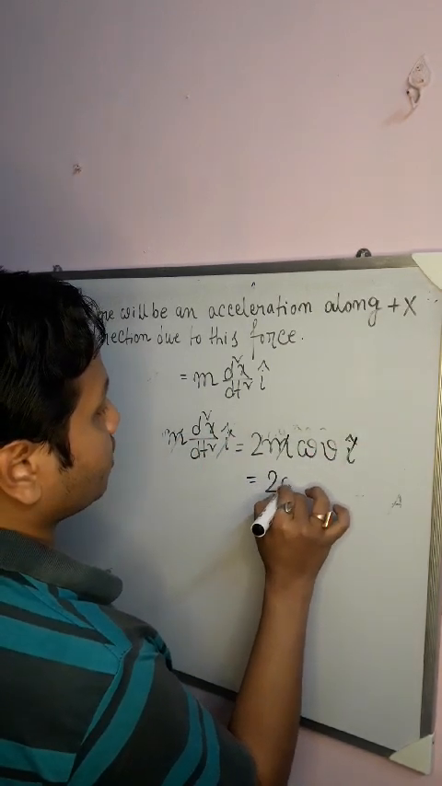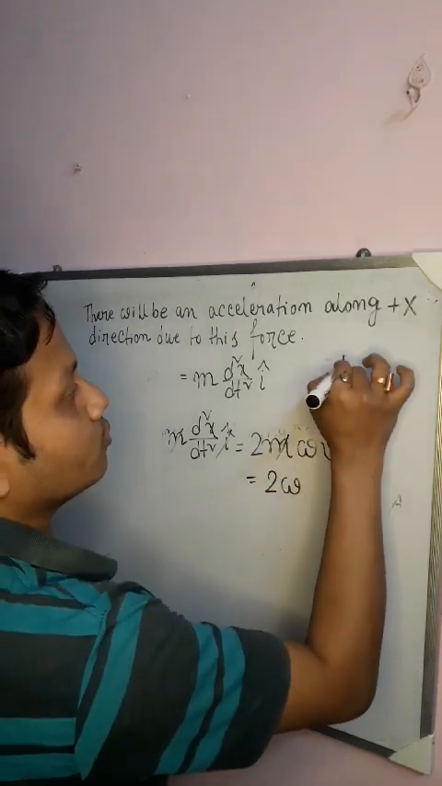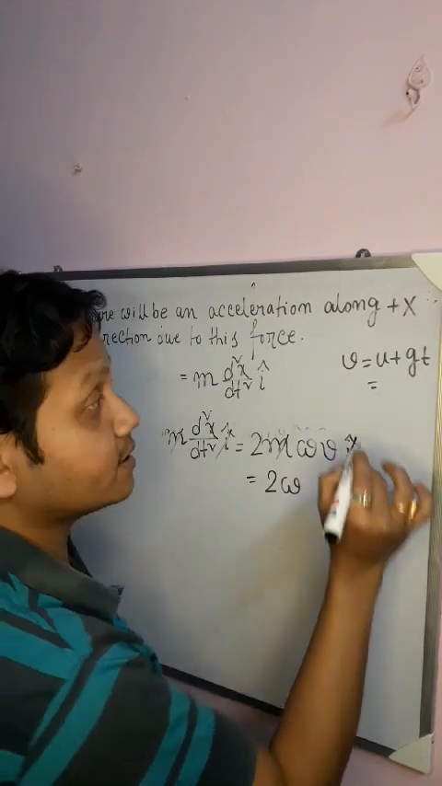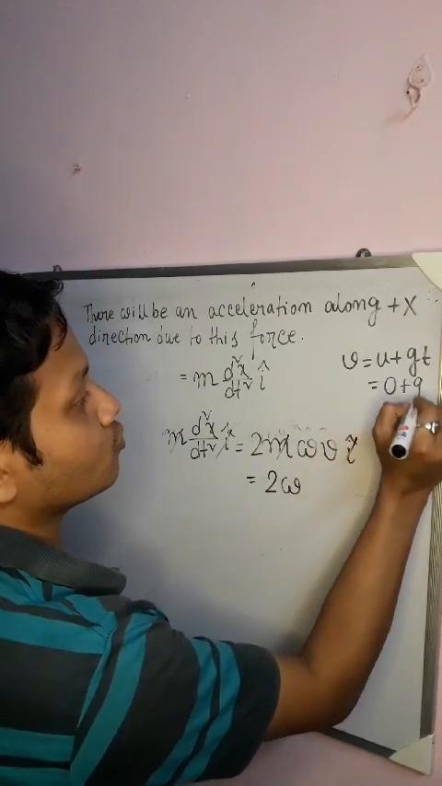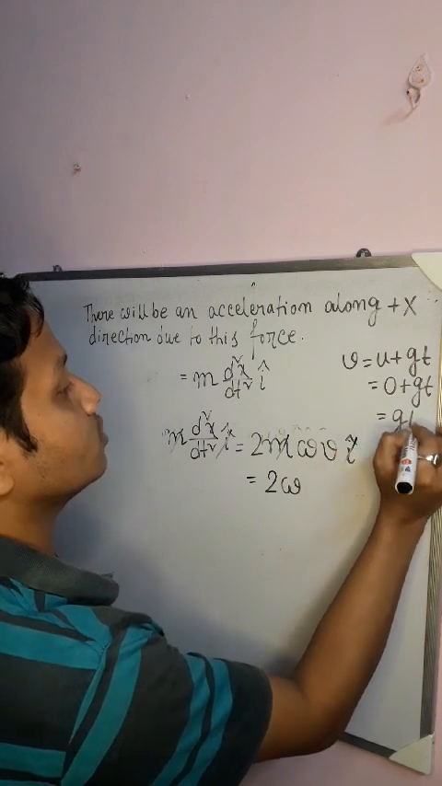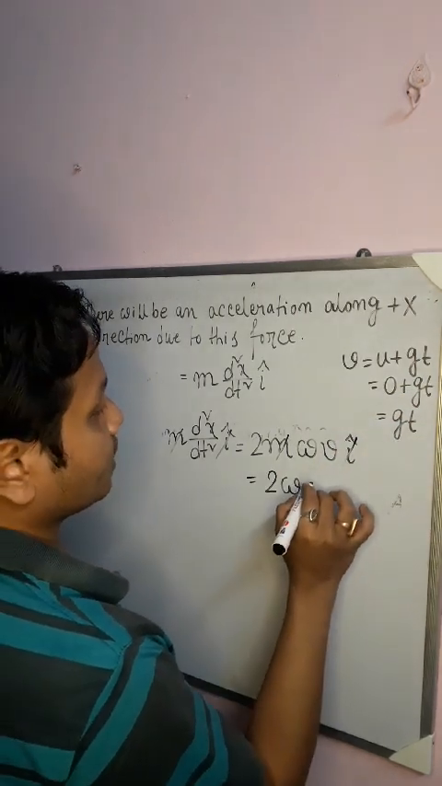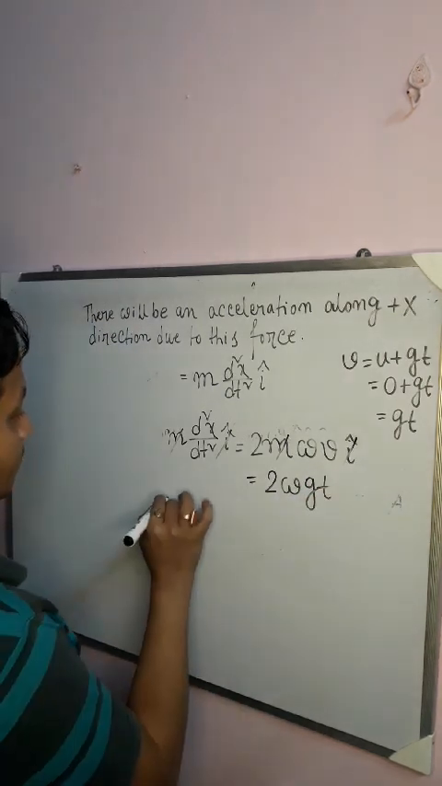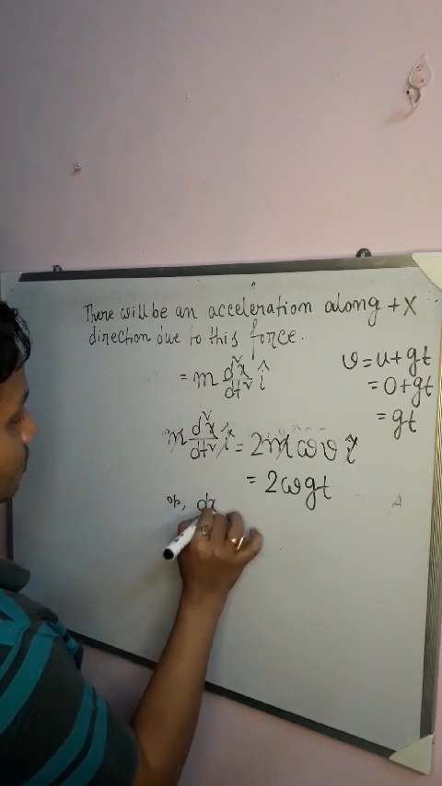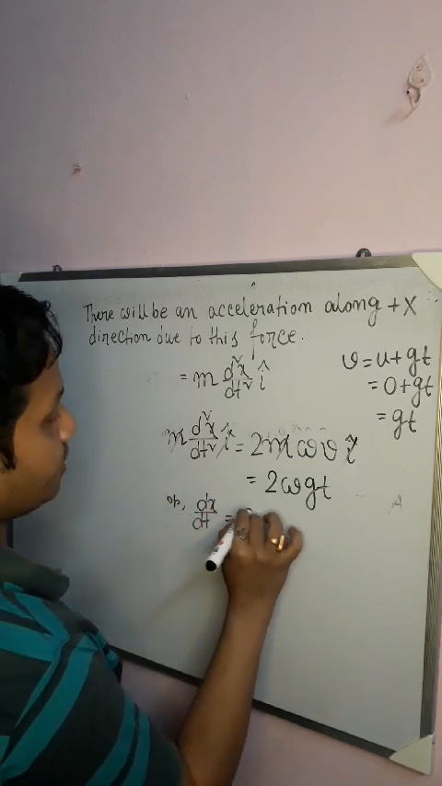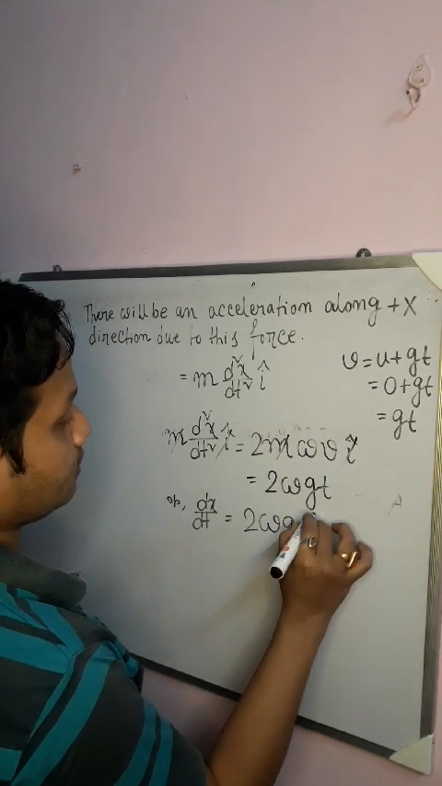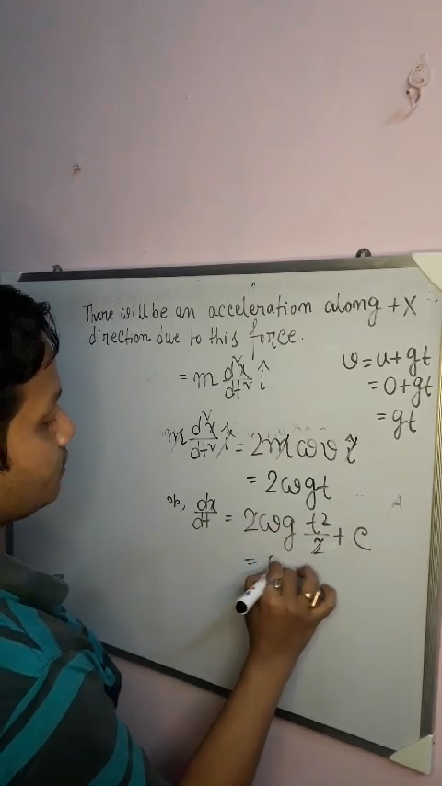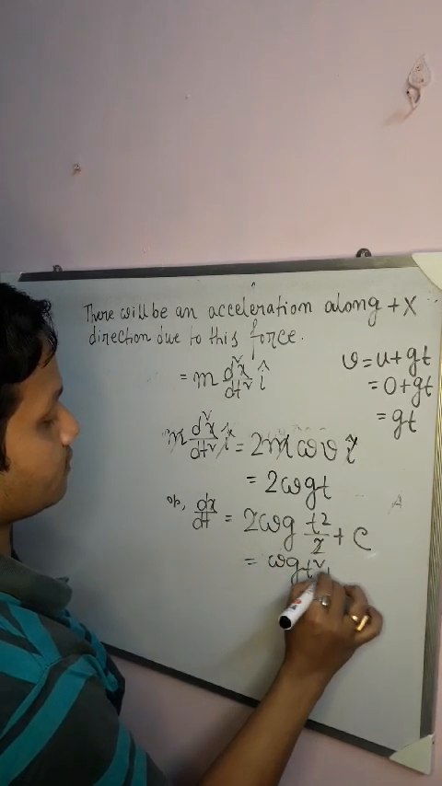Okay, so we have to replace v. We know v equals u plus gt for a freely falling body, and initially the body is at rest, that means we take u equal to 0. So what will be my v? My v will be gt. We have to replace this value. Okay, that means 2 omega gt. Now if we integrate this, what we get? That is dx/dt, this is simply 2 omega g t square by 2 plus some constant, say c. Okay, so omega g t square plus c.